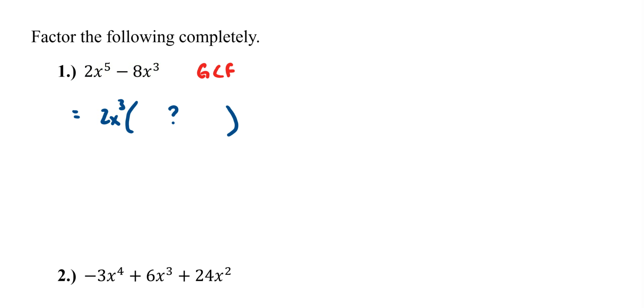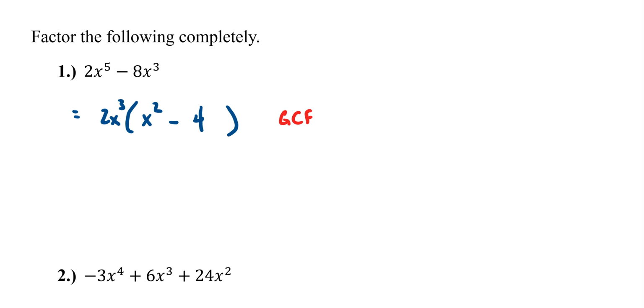So for example, you have 2x to the 5th divided by 2x cubed. That's going to give us x squared, right? 2 divided by 2 is 1. x to the 5th divided by x cubed is x squared. Subtract the exponents. And then you have minus, so I'll just put the minus right here. You have 8x cubed divided by 2x cubed. 8 divided by 2 is 4. And then the x cubed divided by x cubed is 1. They cancel each other off. So that was GCF. This first step, I'll write it next to it, is GCF.